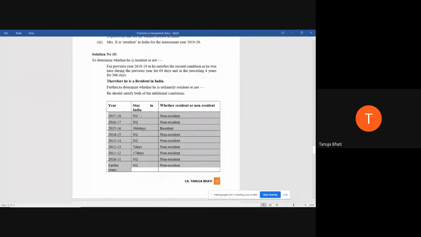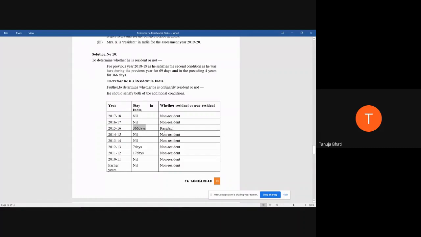Yes. Now, based on the number of stay in India, we can determine whether he's a resident or a non-resident. Yes or no? Yes, ma'am. So if he's staying for 0 days in India, will he be a resident or a non-resident? Non-resident, ma'am. Non-resident. Now, only in 15-16 he's staying for 366 days. So how do you determine whether he's a resident or not?